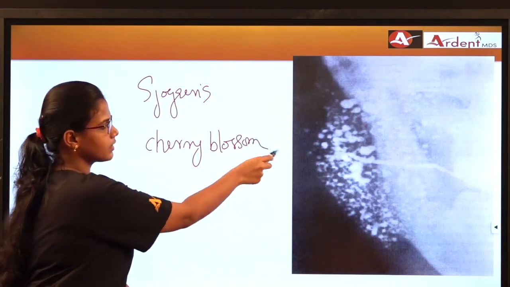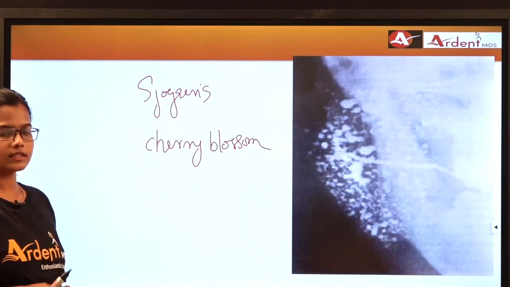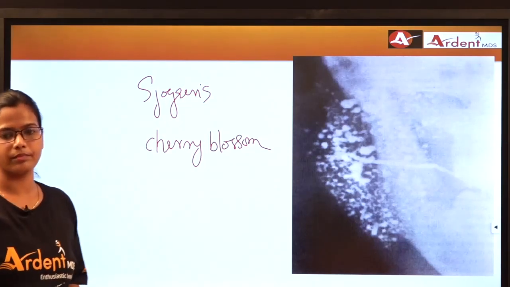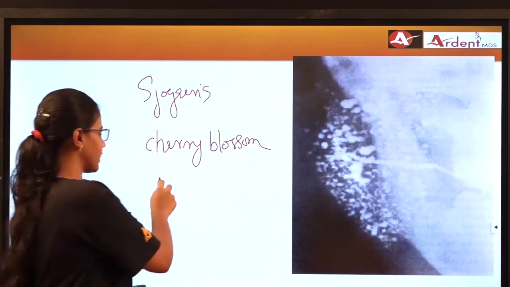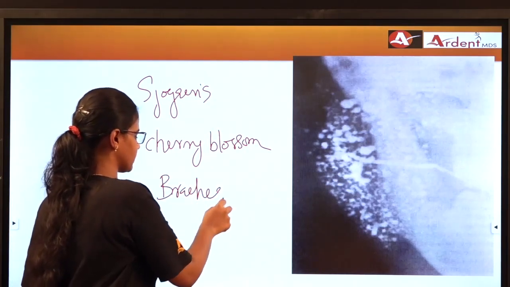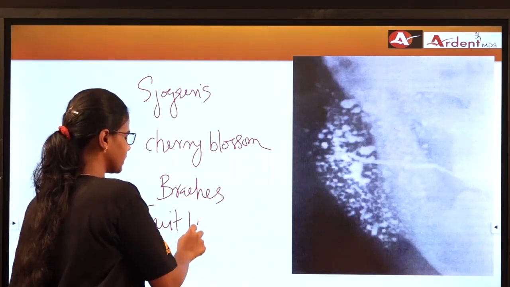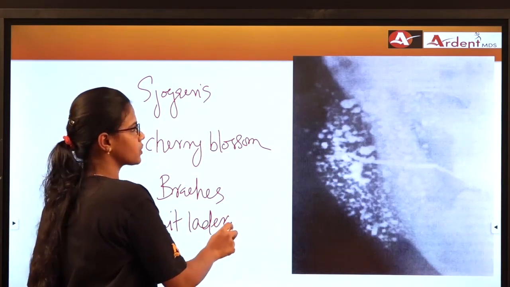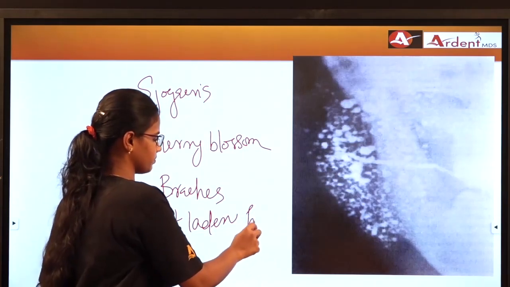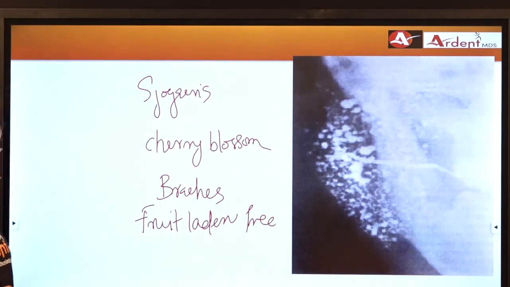So here you can see the sialographic image of Sjogren syndrome. It is known as the cherry blossom appearance or the burst branches of fruit laden tree appearance. So these are the terms used for the sialographic image of Sjogren syndrome. So these are the various sialographic images.